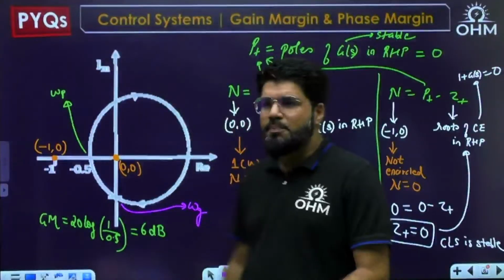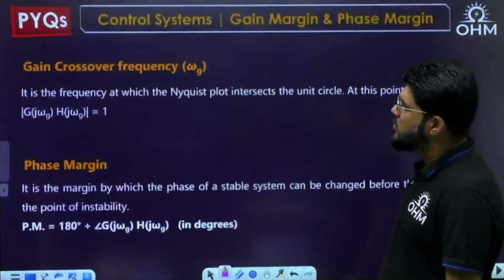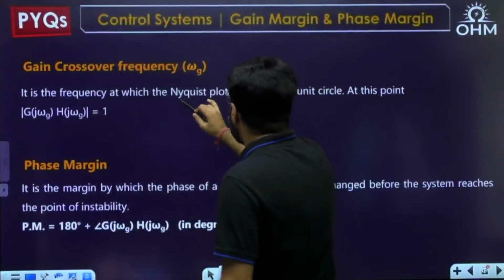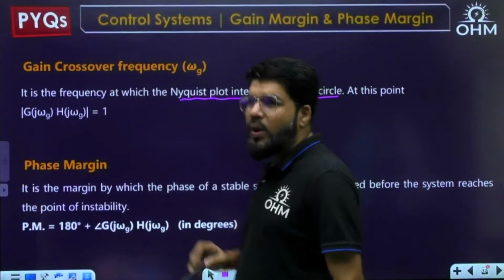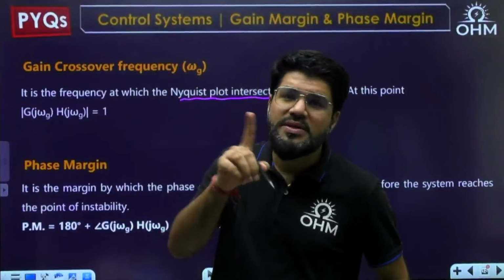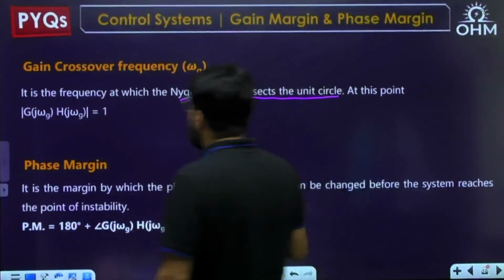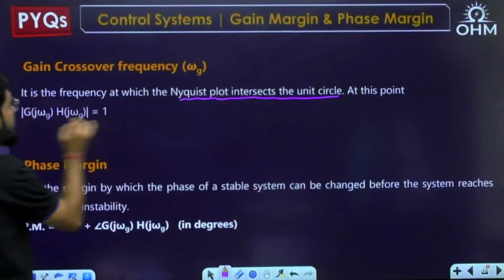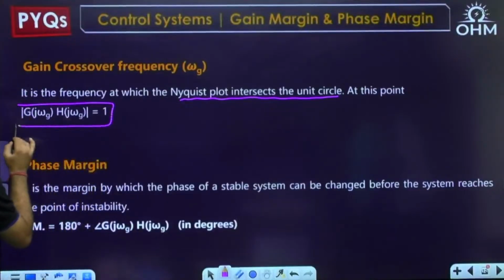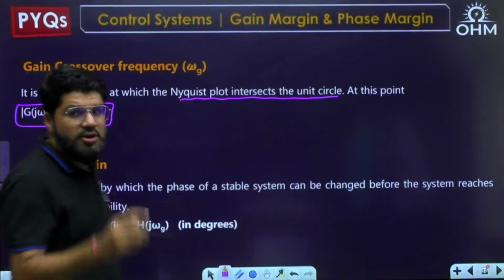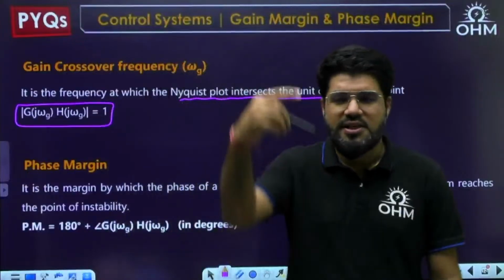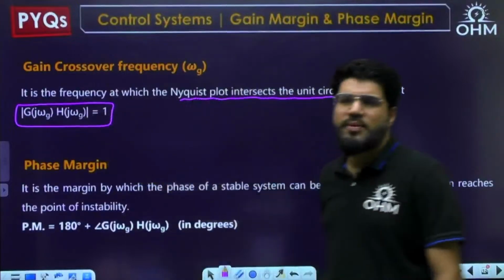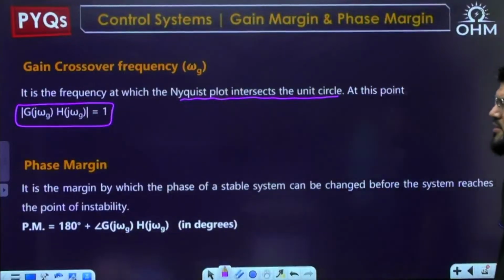Parallelly, let me show you the definitions also, like I've shown you gain margin. Gain crossover frequency is the frequency at which the Nyquist plot intersects the unit circle. Why is the unit circle important? Because minus 1 comma 0 also lies on the unit circle. At this point the magnitude will be equal to 1, because the distance from center to circumference is the radius, which is 1. So mod G(j omega g) H(j omega g) will be 1.